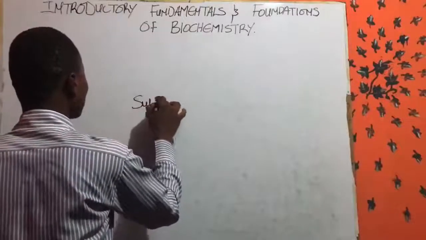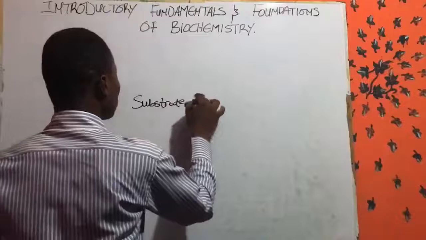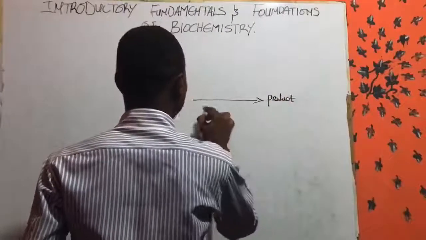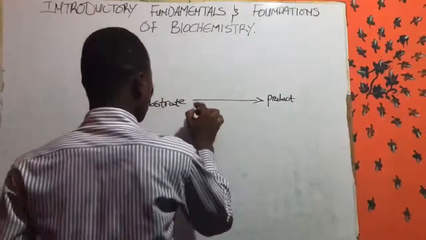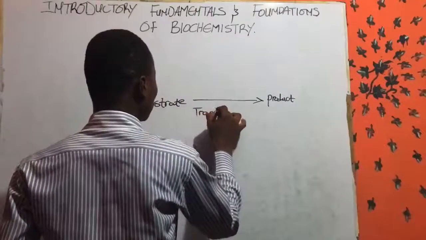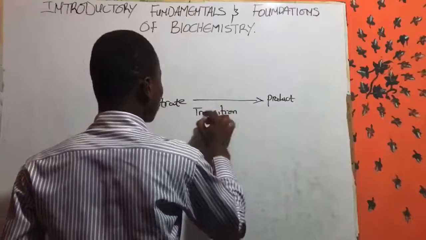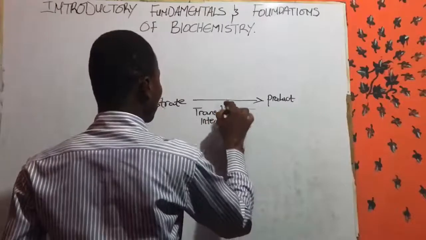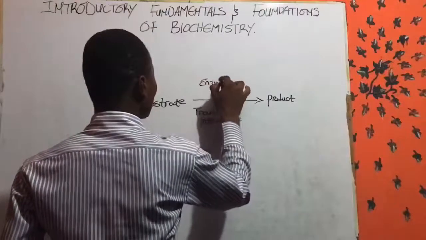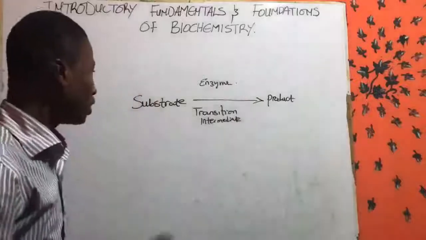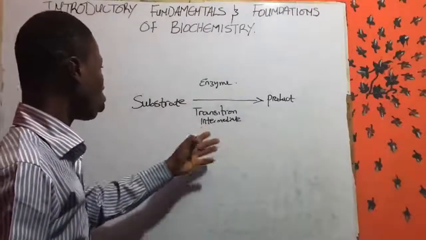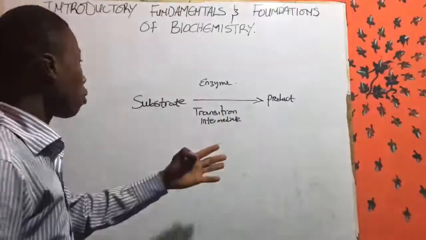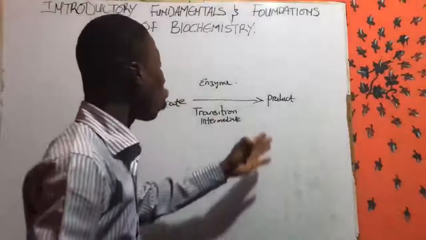for substrate to get converted to product, you have a transition. In between, you have a transition intermediate, and you have your enzyme functioning here. So I said in between here you have your transition intermediate. Your transition intermediate is just like the intermediary form between your substrate and your product.